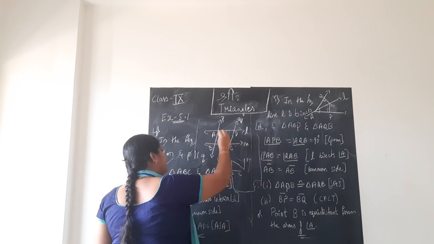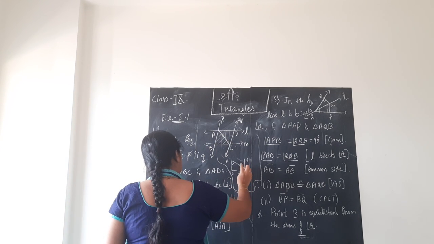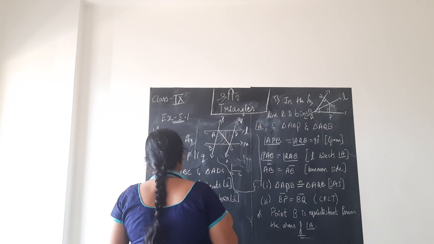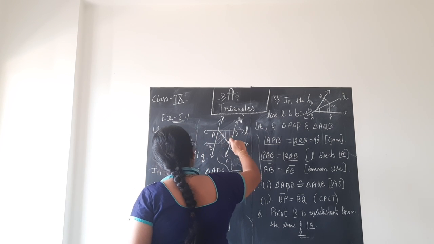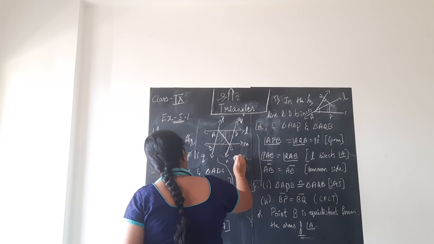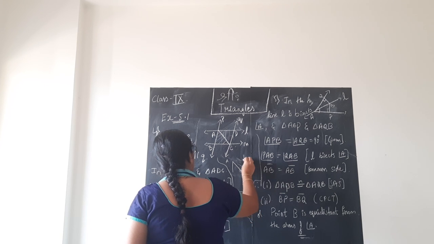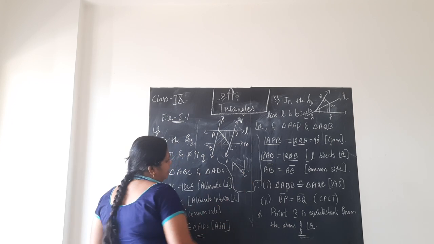Now these two angles are angle A and angle C. Angle A and angle C. Oh, BAC. Now I draw ABC. Angle BAC and angle DCA. Angle A and this is angle C.